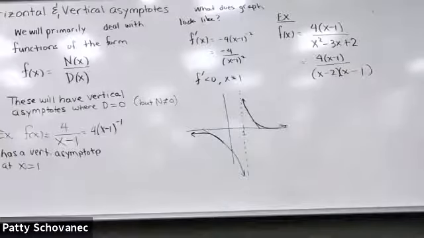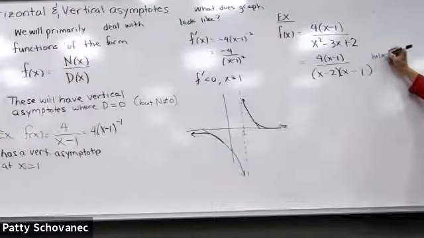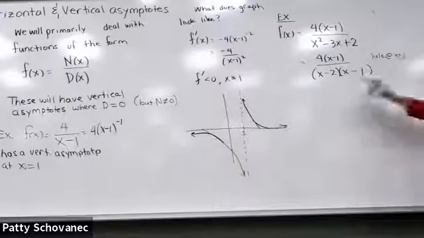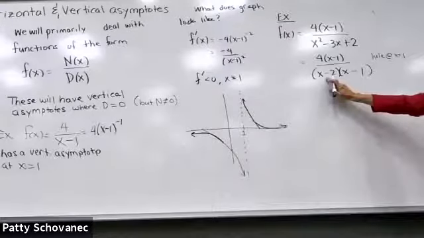So you see the common factor of x minus 1? That would cancel, but geometrically it shows up as a hole in the graph. You can't cancel it unless we're away from 1. So there's a hole in the graph at x is equal to 1. There's a vertical asymptote at x is equal to 2.